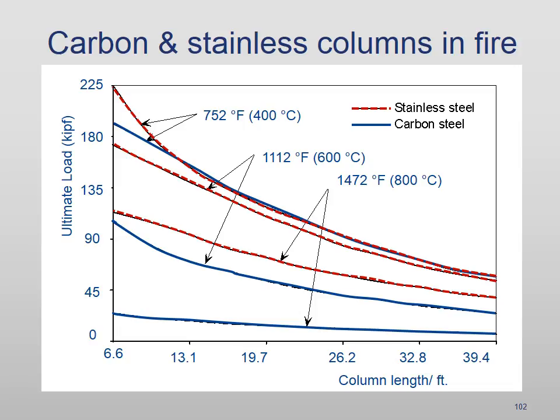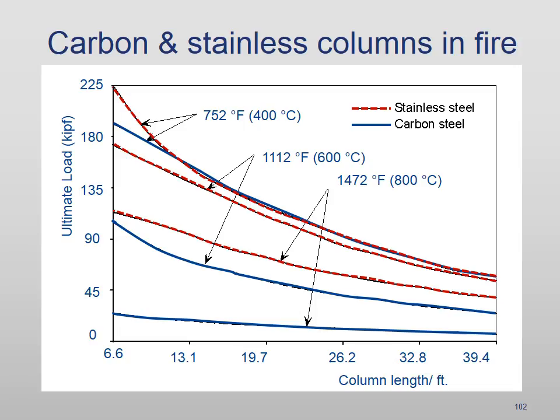And you can see that at the lower temperature the columns behave more or less the same, carbon steel and stainless steel. But as the temperature increases, then the advantage of the stainless steel retaining its stiffness becomes quite apparent, and the stainless steel column shows some superior performance at these higher temperatures.